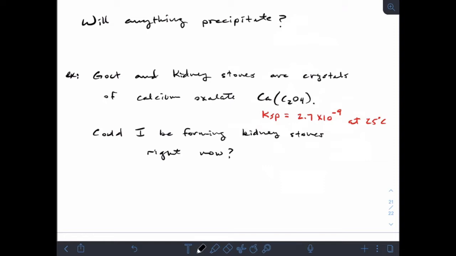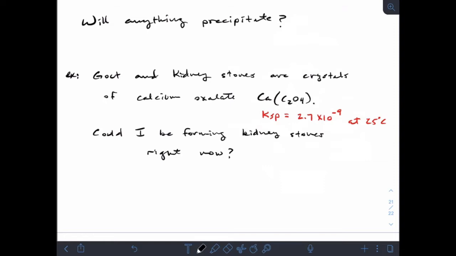Something relevant to the human body, since I know a lot of students are interested in biology and biochemistry and things involving the human body and even animal bodies, if you're interested in veterinary school, is the formation of gout or kidney stones. Gout and kidney stones are crystals of what's called calcium oxalate. So calcium and the oxalate ion, C2O4. It has a Ksp of 2.7 times 10 to the minus 9 at 25 degrees Celsius. So the question is, could I be forming kidney stones in my body right now?